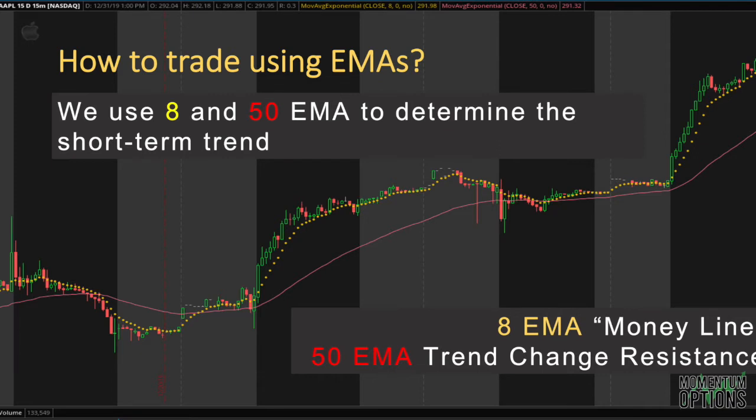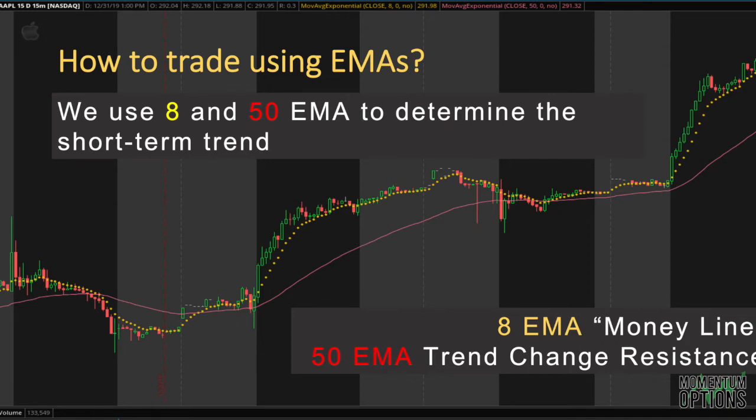Our 8 is our money line, and we say that if we're in calls, for example, for trading up, as long as price is above the 8, you are making money. And if price closes on the other side of the 8, you are no longer making money. So that's why we refer to it as the money line. Then we have our 50 EMA, and that's going to be our trend change resistance. So until price closes on the other side of the 50, the trend is still moving in the same direction.